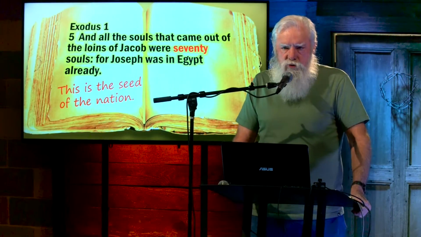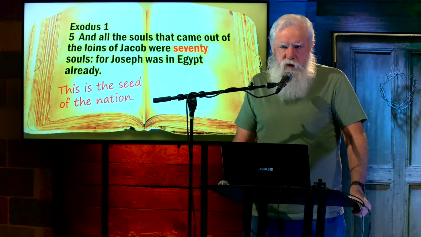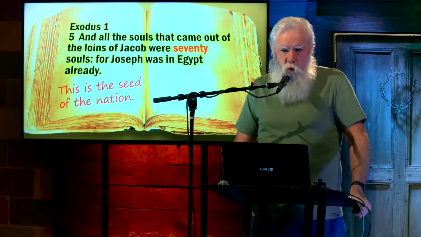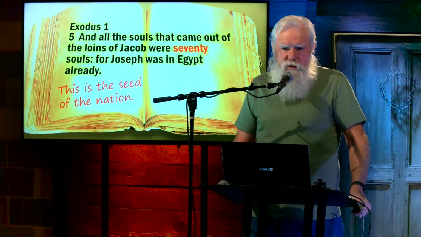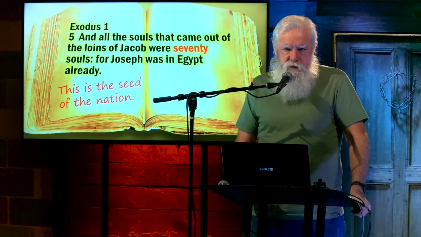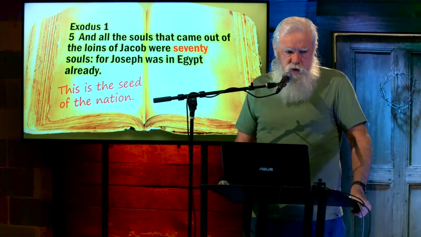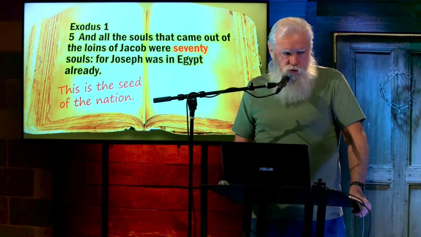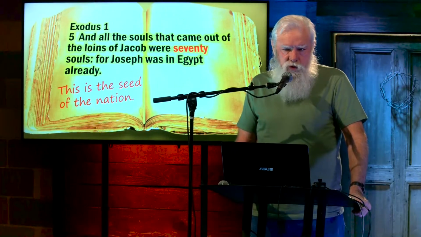"And all the souls that came out of the loins of Jacob were 70 souls, for Joseph was in Egypt already." Now this is the seed of the nation, these 70 souls. These are the ones God chose to create the Jewish race.